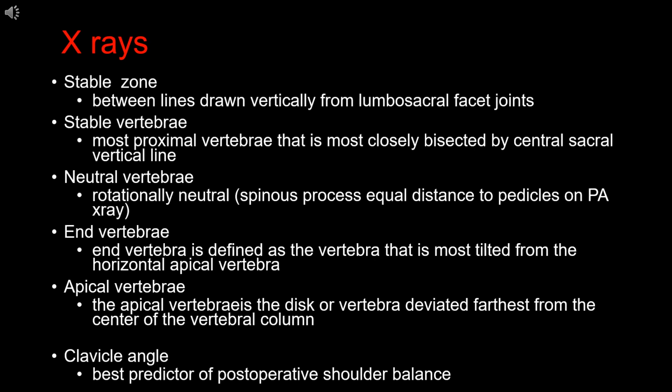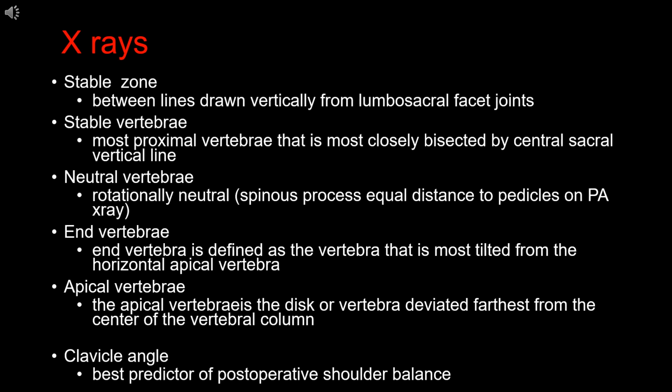In X-rays, you have to identify the stable zone. It is between the lines drawn vertically from the lumbosacral facet joints. Stable vertebra: the most proximal vertebra that is most closely bisected by the central sacral vertical line. Neutral vertebra: a rotationally neutral vertebra, where the spinous process is at equal distance to the pedicles on the PA X-ray.